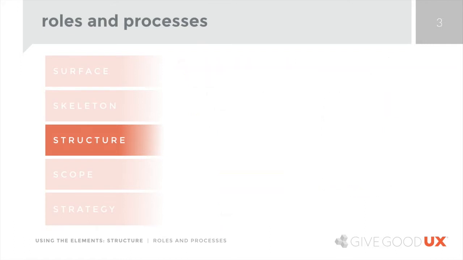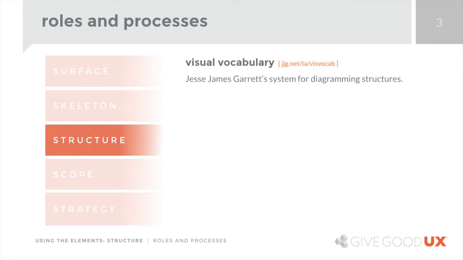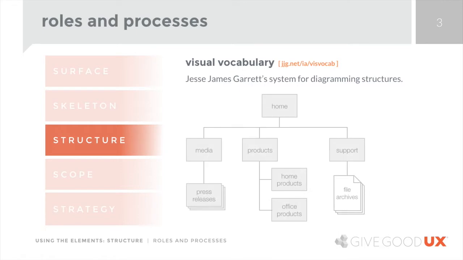You can also use what's called a visual vocabulary, a term that was coined by Jesse James Garrett, who is the author of the book Elements of User Experience. His system for diagramming structures looks like this. This is an example of a very simple structure where under a main screen, home screen, we have three categories: media, products, support. And under each one, there are varying types of content. It's very simple, it's very straightforward, but it's visual, okay? And it gives us a sense of how things are related to one another and how things are prioritized. And it also is very clear what is a subcategory of a main category.